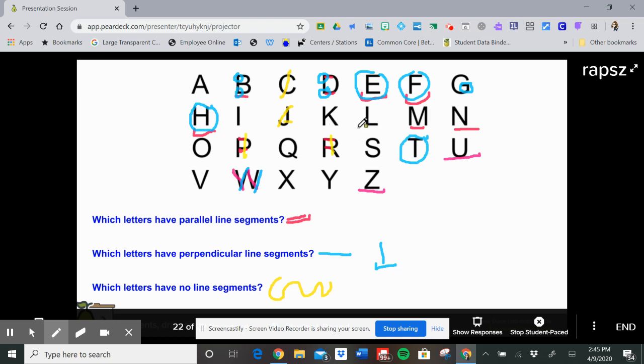K and L are both just segments. And you know what? I missed L for perpendicular. That's like a perfect perpendicular. O, sorry about my dog there in the background. O has no line segments. Q has that little guy, so we're not going to mark Q off. S is curved. U, I call it a curve, but remember I said up here, if you called these perpendicular segments, we could get away with that. And then the rest are all just segments.